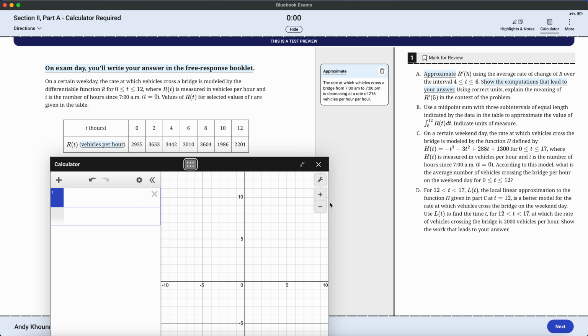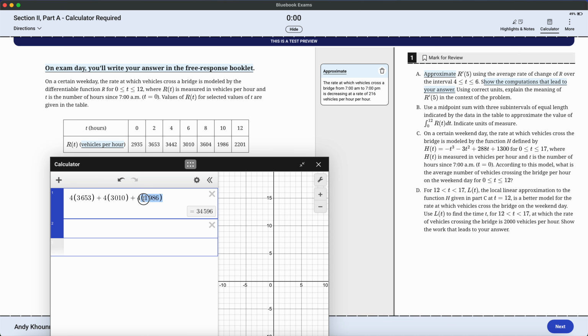So here, since I want a midpoint, notice how I'm going to go from 0 to 4, which is 4, and since it's a midpoint, I'm using r of 2, so 3653. Then I'm going from 4 to 8, and that's going to be 3010 using r of 6. And then I'm going from 8 to 12, with width 4 again, using r of 10, 1986. And then you would just write all of this in the FRQ booklet. And if you want to write 34,596, that's fine, but they'll give you both points here. You'll get the Riemann sum point, and you'll get the answer point here. Now, if you did something wrong and you said 2201, you'll probably get the Riemann sum point, but not the answer point.